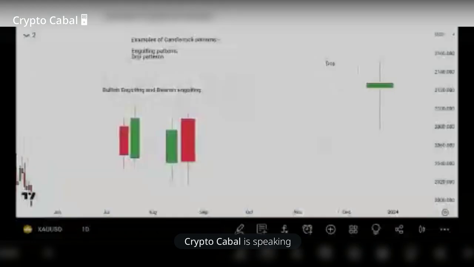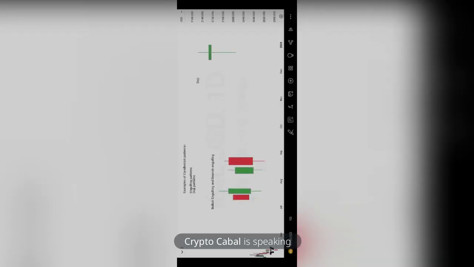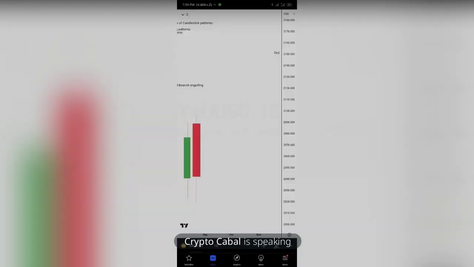Mind you, we have different patterns. We have the hammer patterns, we have the dark cloud, we have the marubozu, we have the hanging man, we have the tweezer top, we have the tweezer bottom. We have different candlestick patterns, but these are just the two that I would want to talk about today. So this is where I'm going to stop for today.